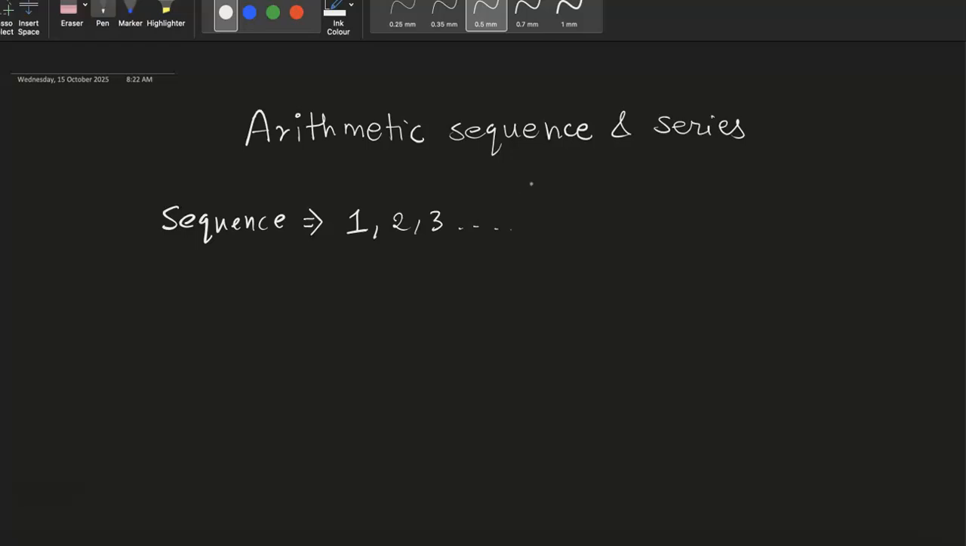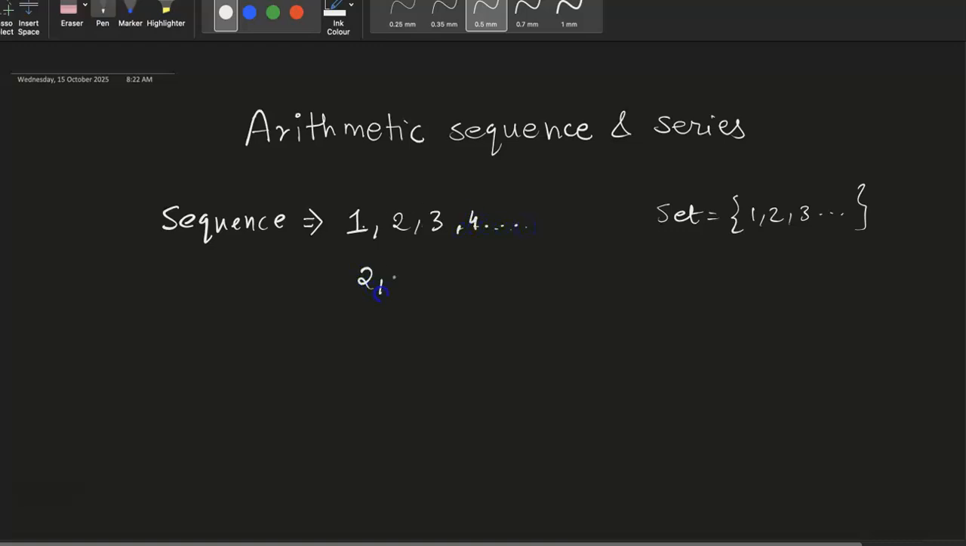Now you will say the set is also a collection of objects, right? Yes, correct. The set is also a collection of objects. Then what is the difference between set and sequence? The sequence has a certain order. So I can write 1, 2, 3, 4 like this, and I cannot change the order. I cannot write the same thing as 2, 3, 1, and 4, and so on. This is not allowed. This is an entirely different sequence.